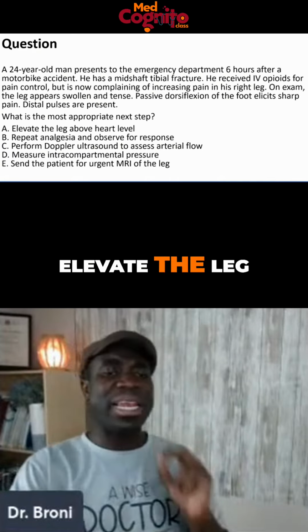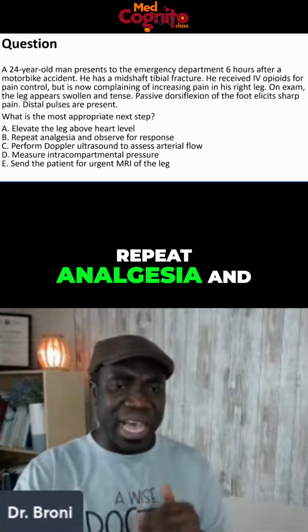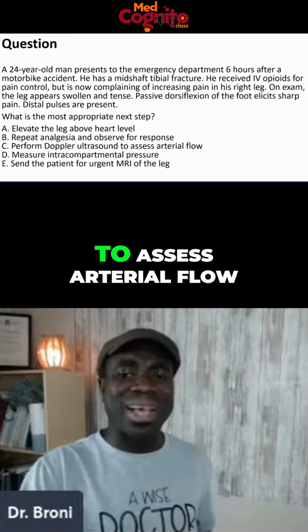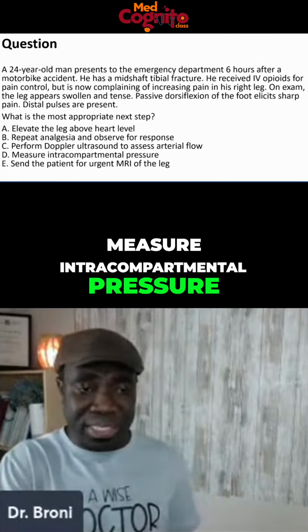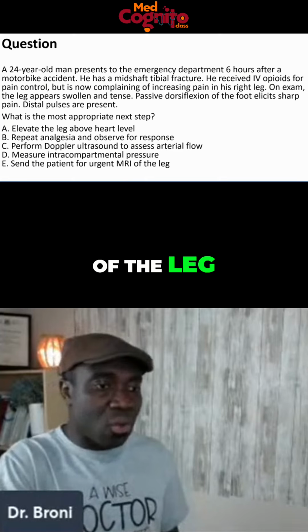A. Elevate the leg above the heart level. B. Repeat analgesia and observe for response. C. Perform Doppler ultrasound to assess arterial flow. D. Measure intracompartmental pressure. And E. Send the patient for urgent MRI of the leg. What is the correct answer?